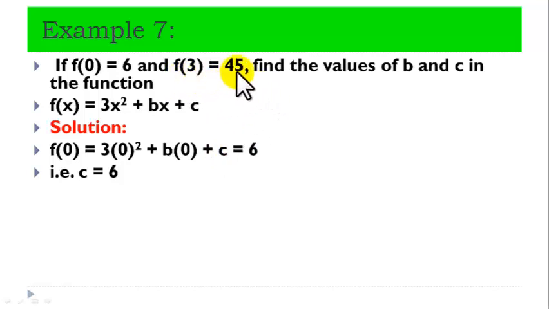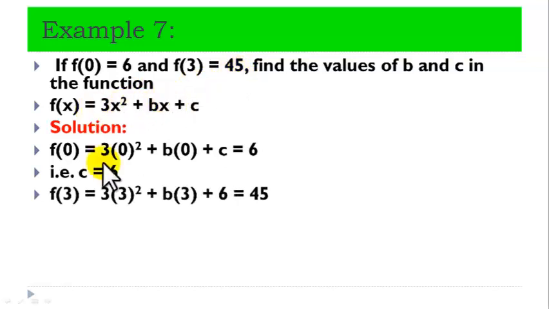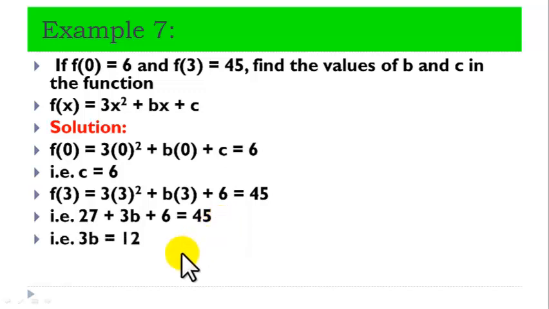Now for f(3) equals 45, we put x equals 3 into the expression, and that will give us f(3) equal to 3 times 3 squared plus b times 3 plus c, which is 6, and that is equal to 45. That is 3 squared is 9 times 3 is 27 plus b times 3 is 3b, then plus 6 is equal to 45. 27 plus 6 is 33. Take it over to the right hand side. That will give us 3b equals 45 minus 33, which is equal to 12. If 3b is equal to 12, dividing by 3, we will obtain b equals 4.